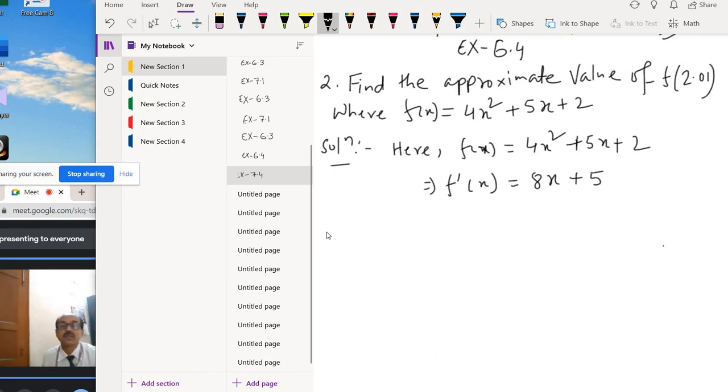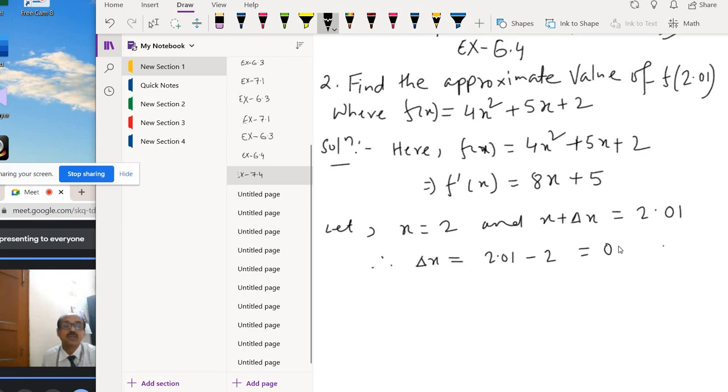Let x equal to 2 and x plus delta x equal to 2.01. Okay, so 2.01 is x plus delta x and x equals 2. So therefore delta x equals 2.01 minus 2, equal to 0.01.